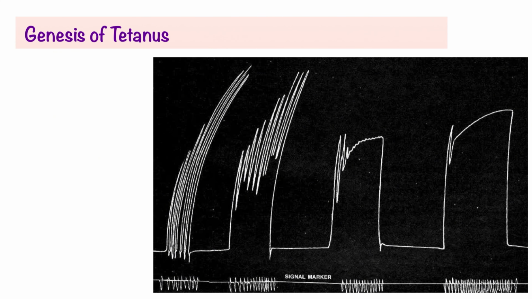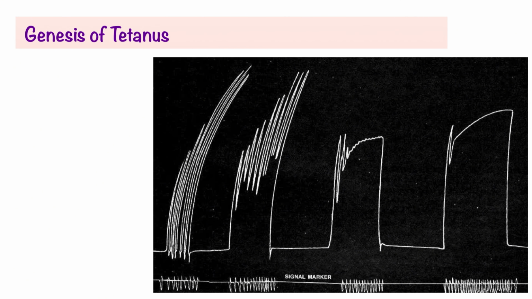The next graph is this one. This is genesis of tetanus. What do you mean by tetanus? Tetanus is sustained contraction of the muscle because of a higher frequency stimulus. If we are giving continuous stimulus with high frequency, what is happening? There will be sustained contraction of the muscle, and that is called tetanus.